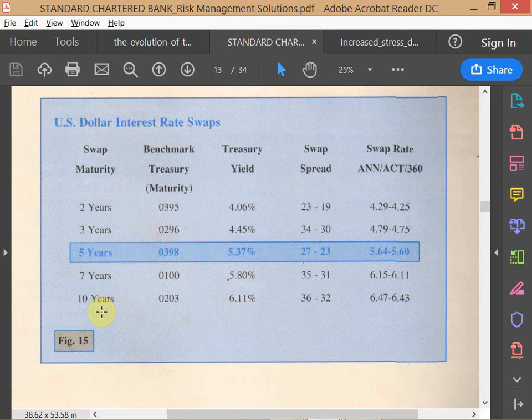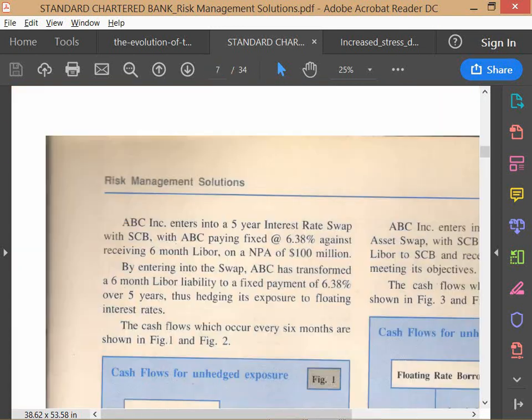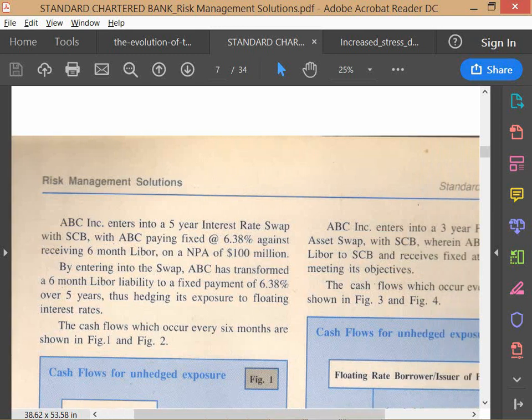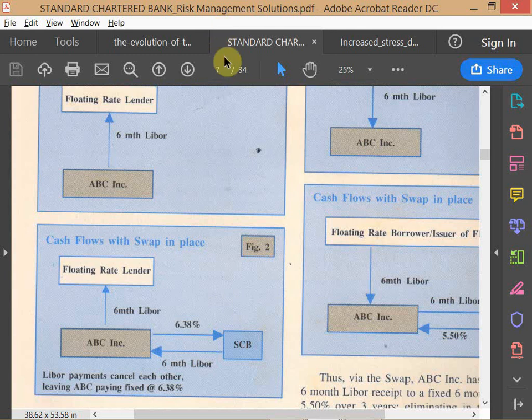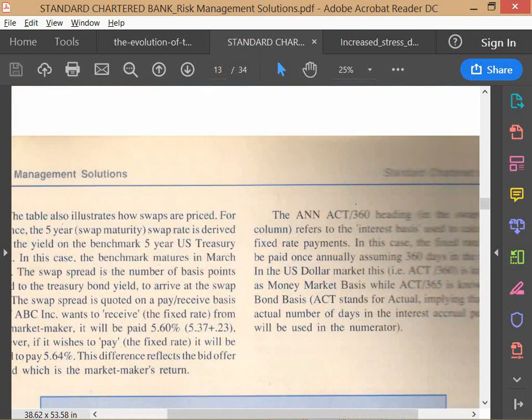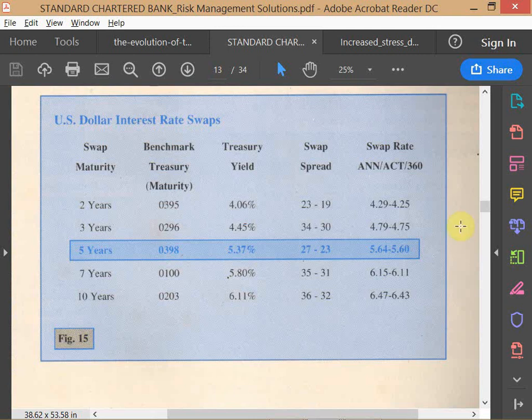As you saw from that example on page 7, the IRS rates are always quoted against something. If you go back to page 13, that IRS curve that we saw, those fixed rates that are quoted in the last column, these fixed rates you're seeing here, the swap rates, are all by default quoted against 3-month LIBOR flat.